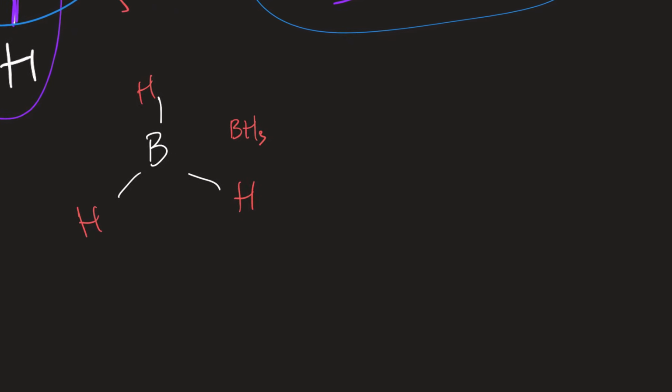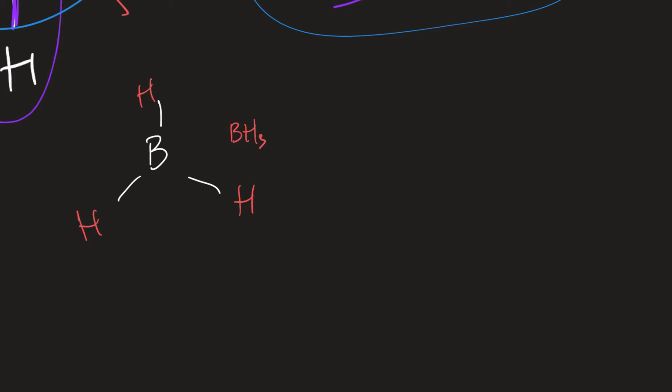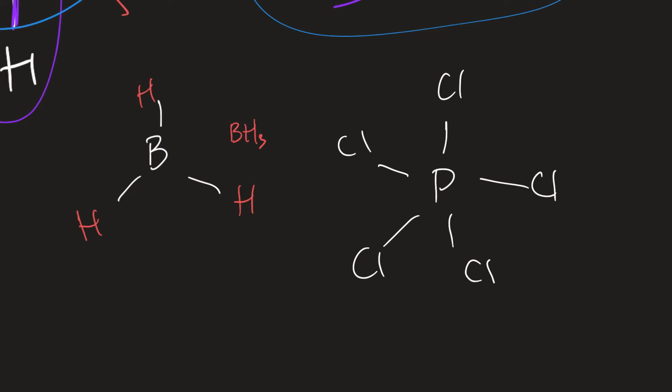And then you also have another set of exceptions where you have elements that can actually have more than 8 electrons. For example, phosphorus is an example of this. It could legitimately have 5 chlorines attached to it. This is called phosphorus pentachloride. Here we see that phosphorus has 10 valence electrons. Whoa, how does it have 10 valence electrons?